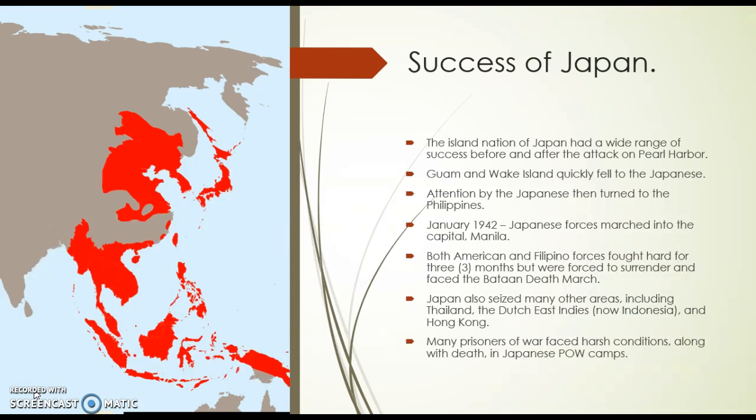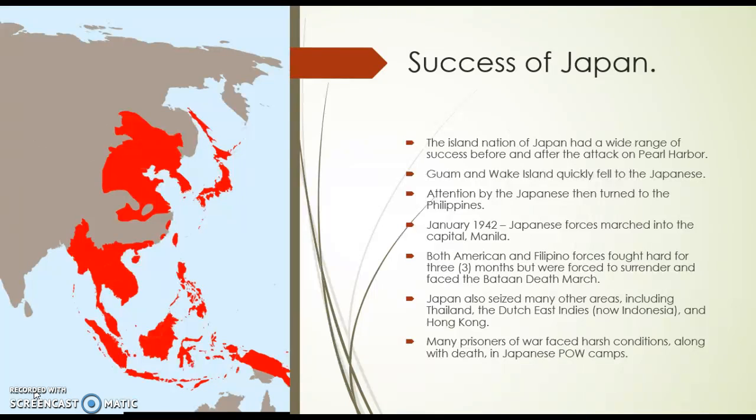So the success of Japan. The island nation of Japan had a wide range of success before and after the attack on Pearl Harbor. You can see here on the map how much Japan controlled in 1941-1942 here. So Guam and Wake Island quickly fell to the Japanese, and the attention by the Japanese quickly turned to the Philippines.